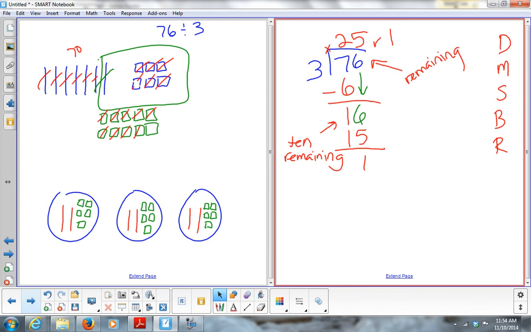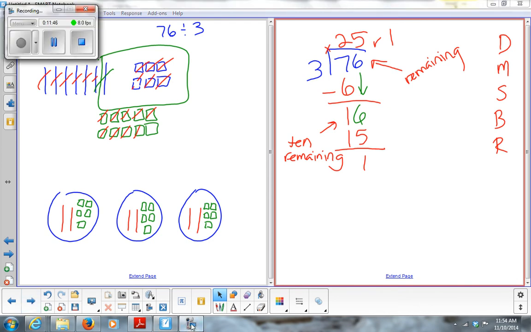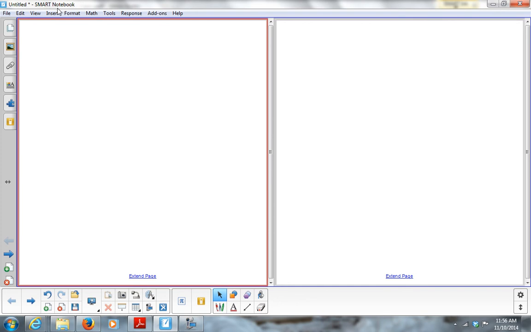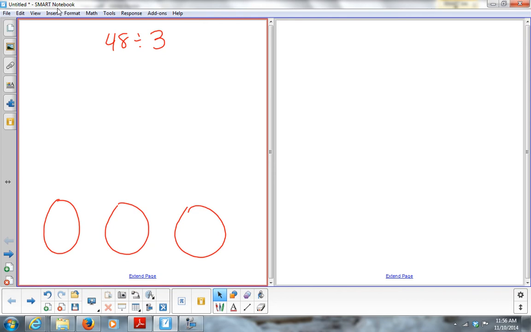All right, go ahead and get your whiteboards, please. Okay, the first problem that we have is 48 divided by 3. I want you to draw on your board how you would break that apart. I'll help you along on this first one. How many circles do I need? 3 circles. My base 10s are going to look like 1, 2, 3, 4. Okay. So I started you off. You finished.